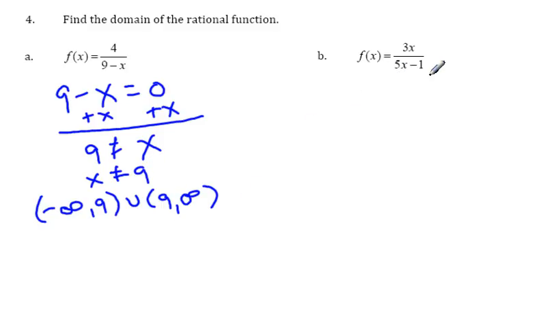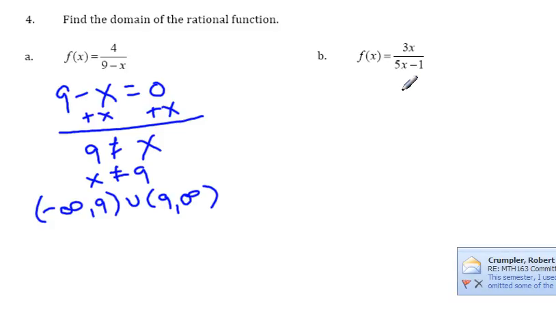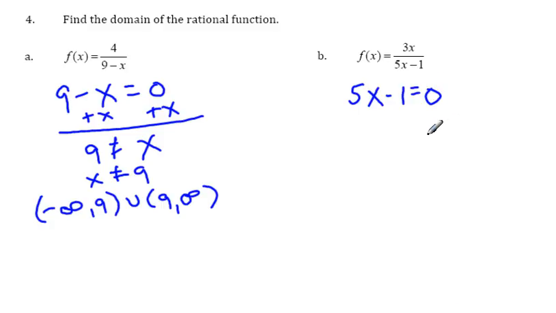So when I come over to b, f of x equals 3x over 5x minus 1, I have exactly the same thing. I have an x in the denominator of my fraction. So I know that there must be a value of x that is not allowed. So I take that denominator, set it equal to 0, and then solve for x. That gives me 5x equals 1, and x equals 1 over 5. That's what x is not allowed to be.